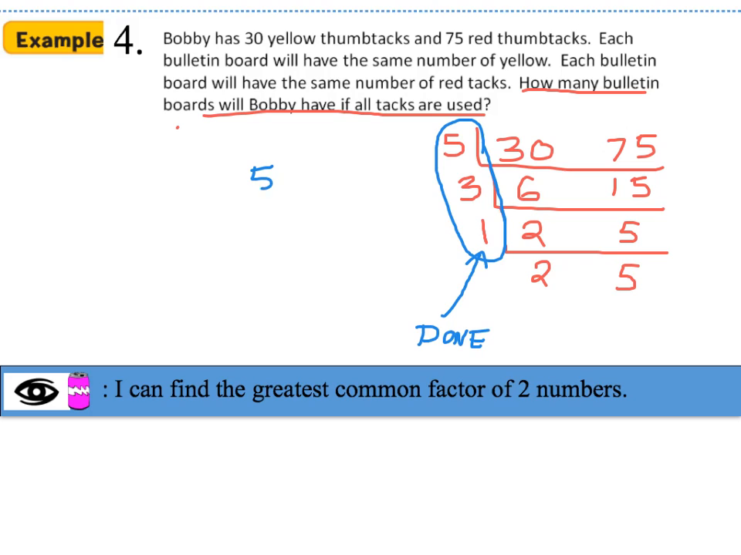So that's 5 times 3 times 1. 5 times 3 times 1 is equal to 15. So the greatest common factor of 30 and 75 is equal to 15. So Bobby can create 15 bulletin boards.